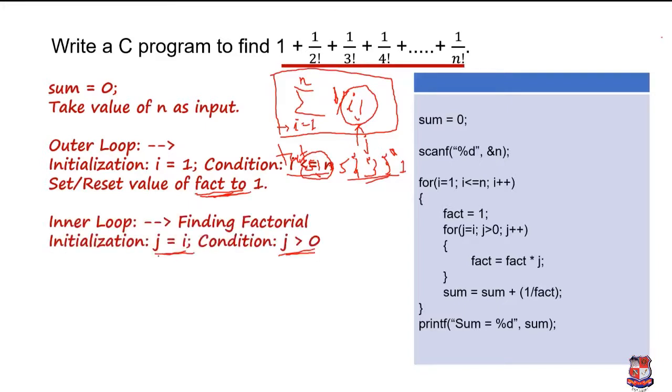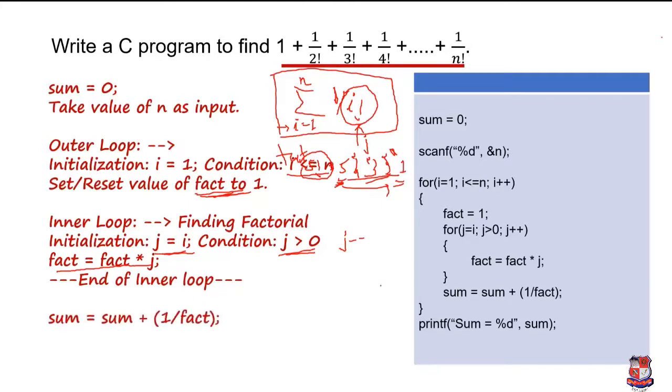Now our inner loop is for finding the factorial. Our initialization is j equals i and the condition is j greater than 0. For example, if we are talking about 5 factorial, it starts from 5 and goes up to 1. So till the value is greater than 0 the loop continues, and over here we have to take decrement. Then we write the equation like this: fact equals fact into j. Over here our inner loop ends.